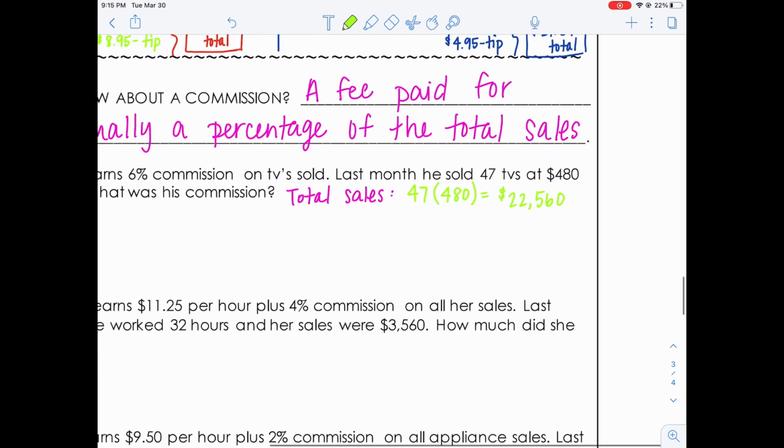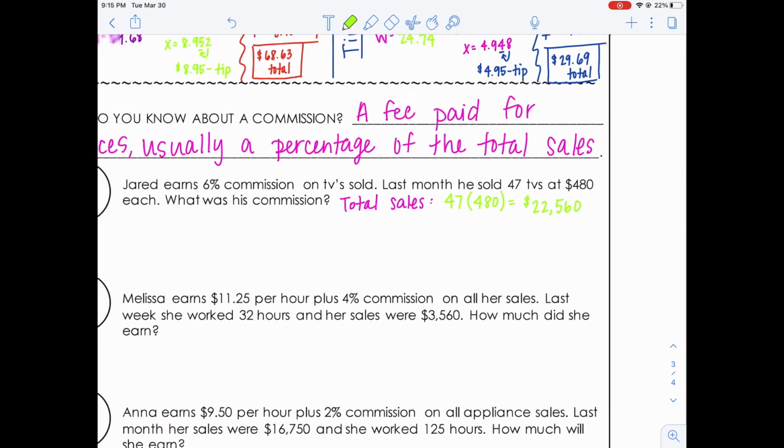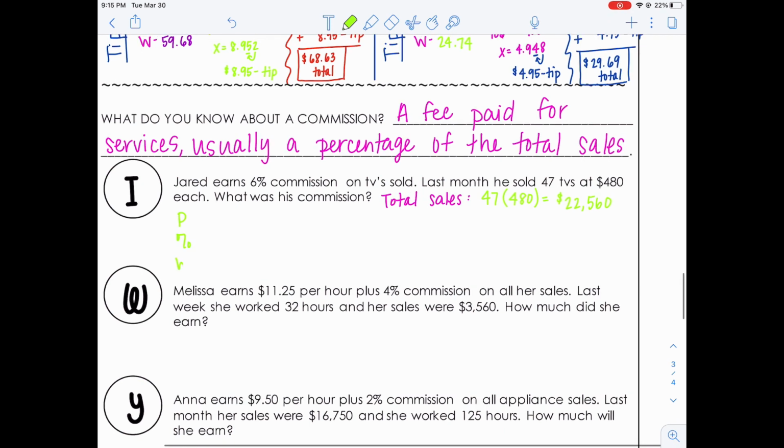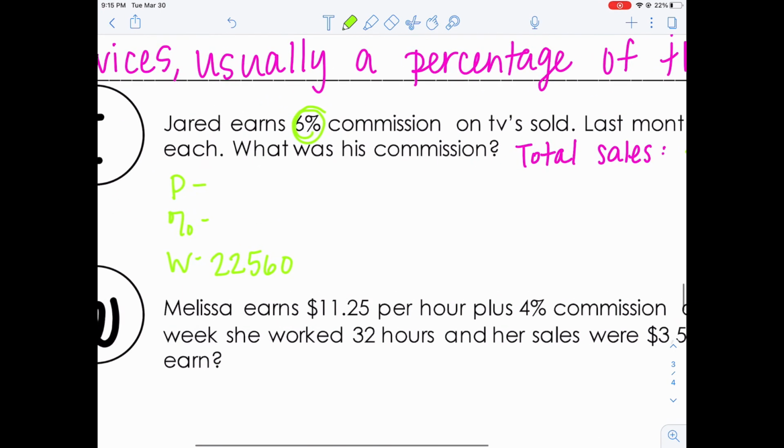47 times 480 means that he sold $22,560 worth of TVs. Now we're still going to use our percent proportion to solve for his commission. We're going to do our part, percent, and whole down the side. His total sales, that's what he's getting commission off of. So the total sales is like your original price or your subtotal. So it's the whole. So 22,560 is the whole. Looking up into the problem, it says he gets a 6% commission. So you're going to put 6 for the percent and X for the part.